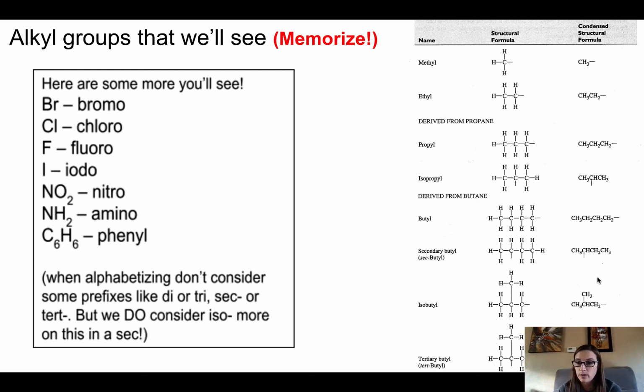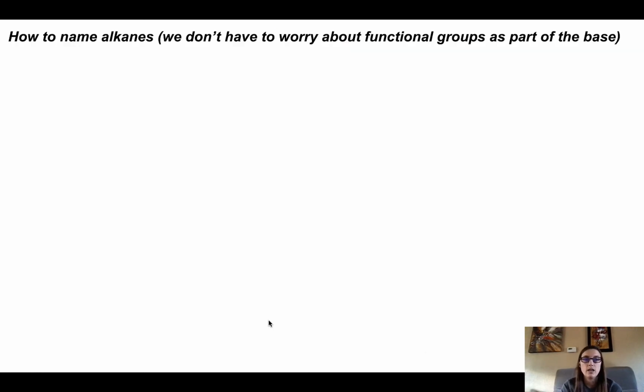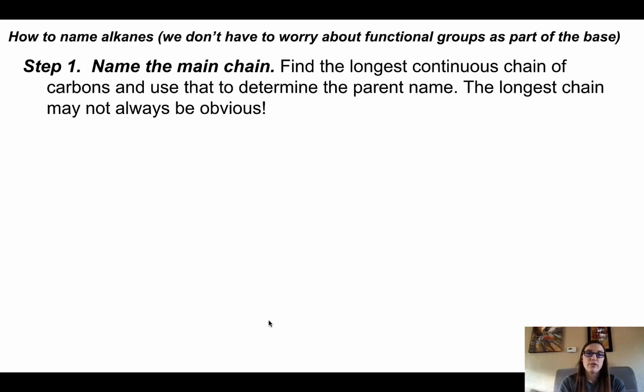So it's going to be important that you recognize all of these different alkyl groups, and then here are some other ones that you'll see as well: bromo, chloro, fluoro, iodo, nitro, amino, and phenyl groups. So when alphabetizing, remember, we do not consider prefixes like di or tri. We do consider iso. So now let's focus specifically on alkanes.